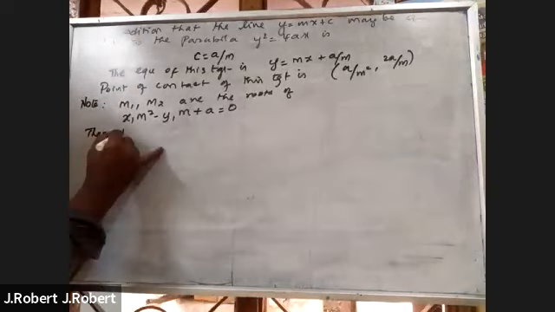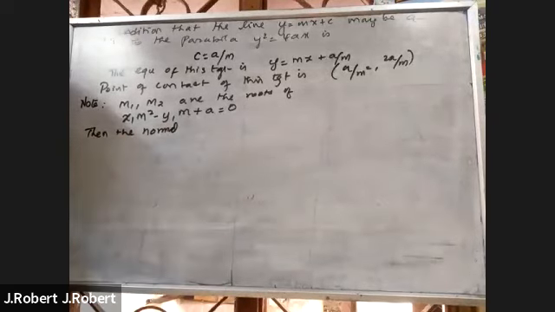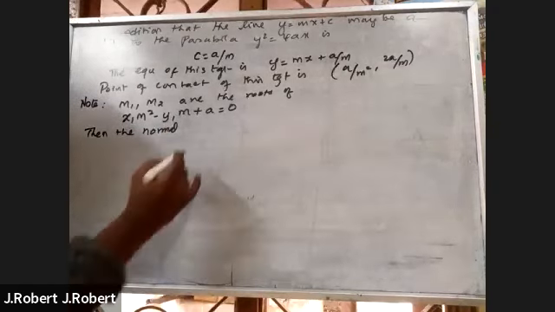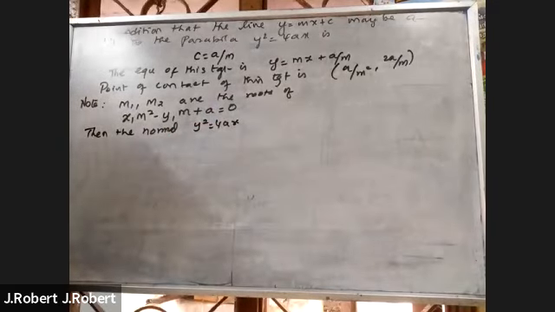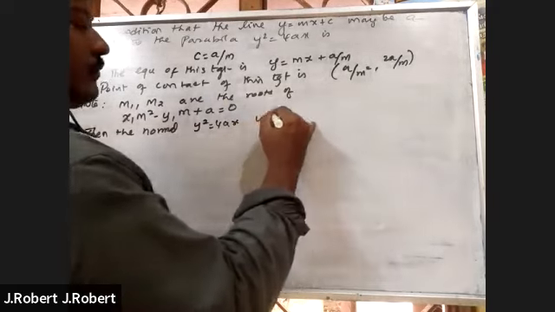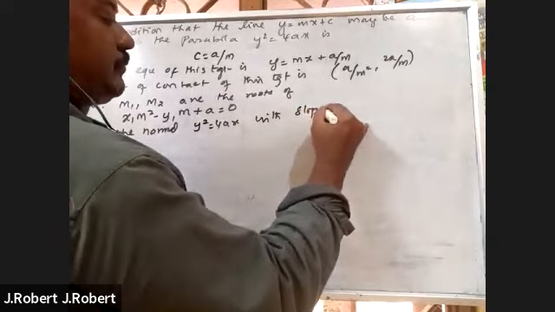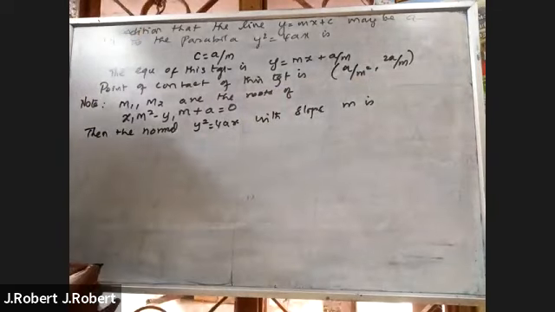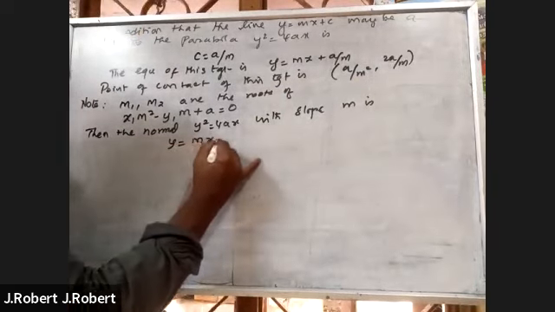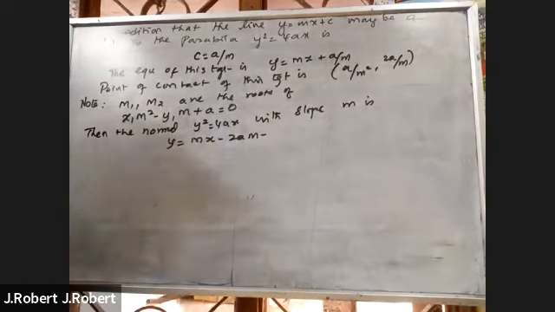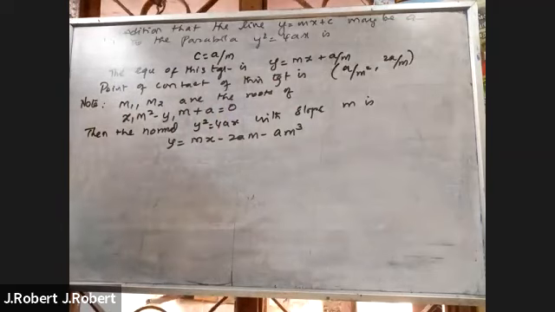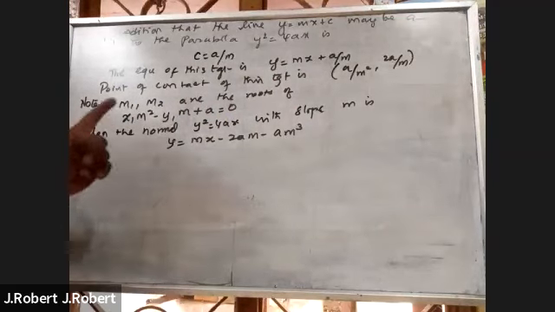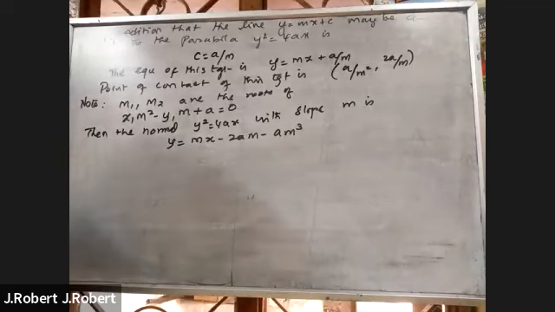The normal to y squared equals 4ax, with slope m, is y equals mx minus 2am minus am cubed. This is the normal to the parabola y squared equals 4ax, if m1 and m2 are the roots of the equation.